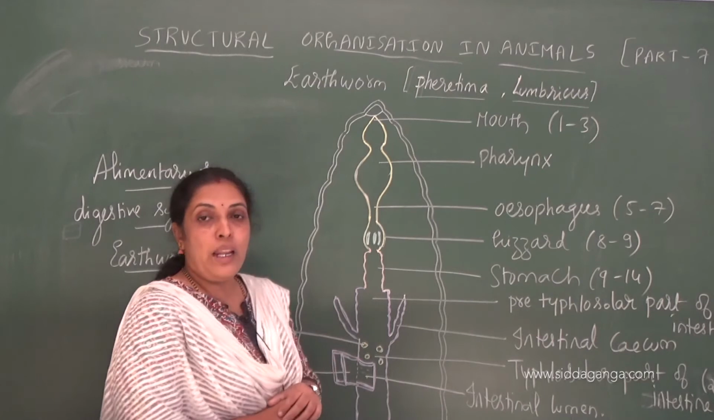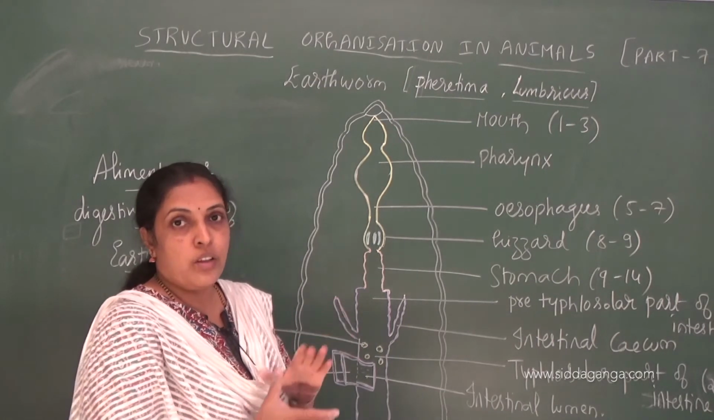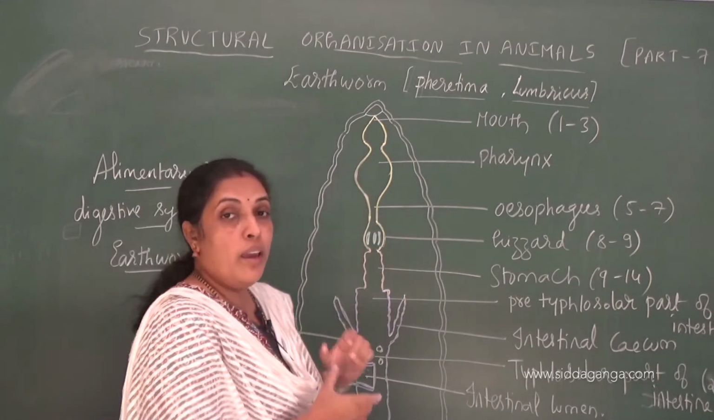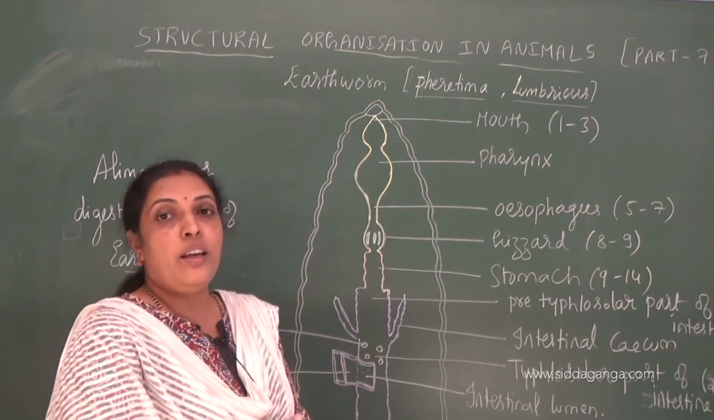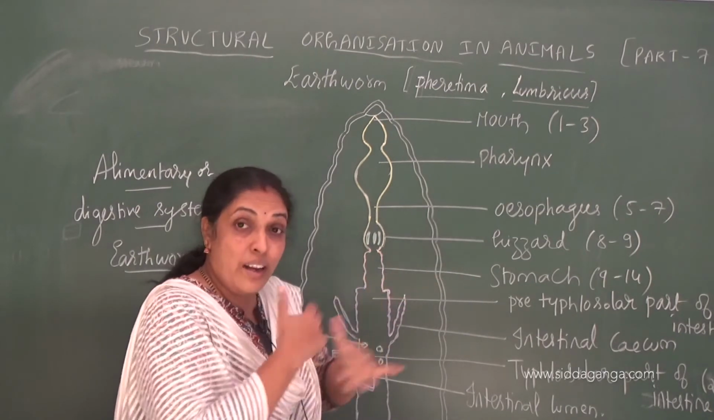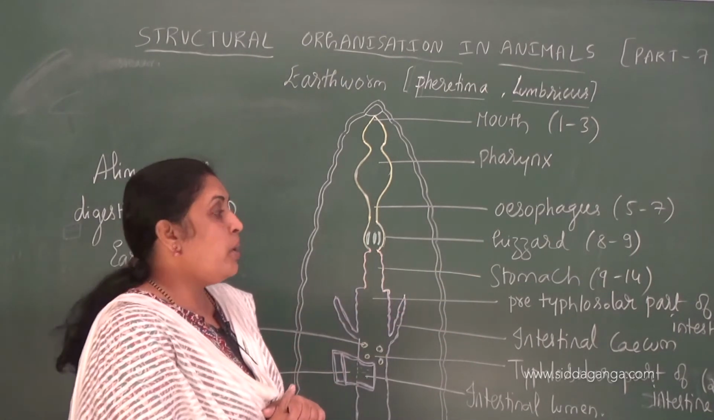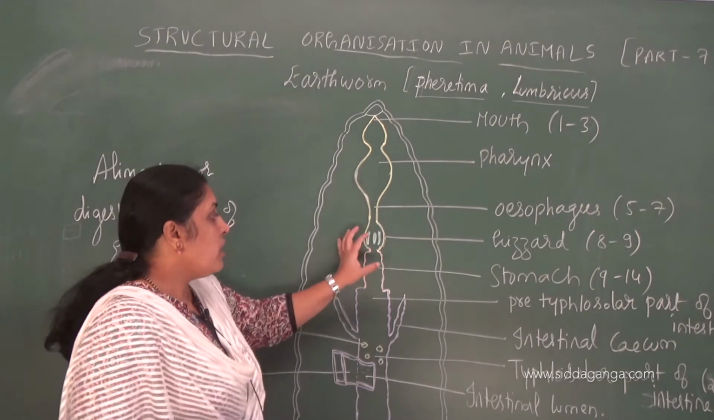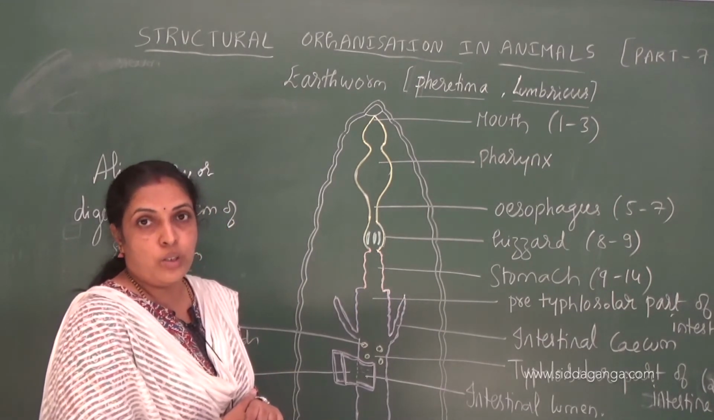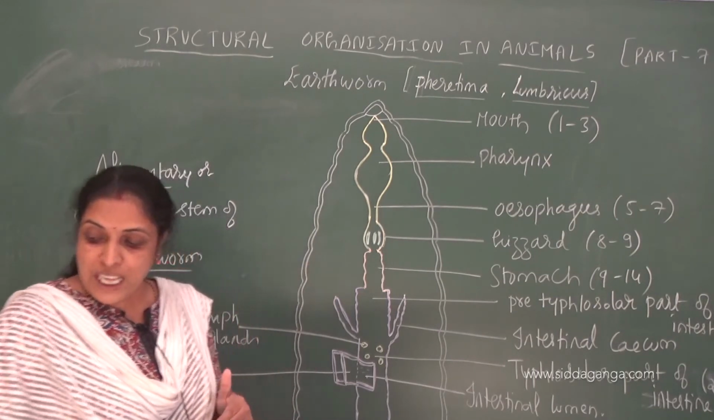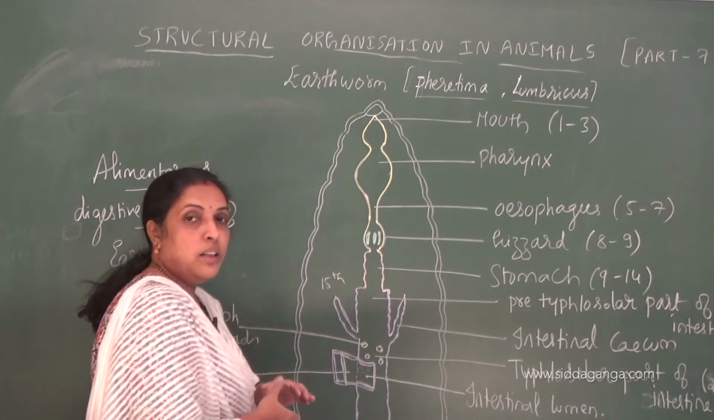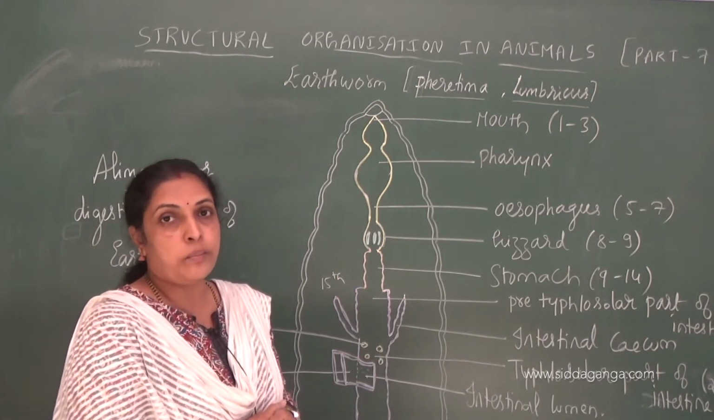This gizzard mainly helps in grinding the soil particles and decaying leaves which are eaten by the earthworm. Earthworm food is mainly decaying leaves and soil particles that are ground with the help of the gizzard present between the 8th to 9th segment. The gizzard continues as the stomach between the 9th to 14th segment, and from the 15th segment it is intestine. From the 15th segment we see the intestine till the last segment.